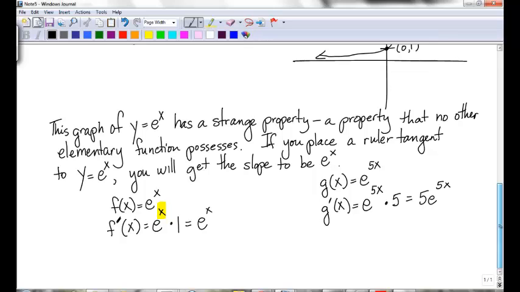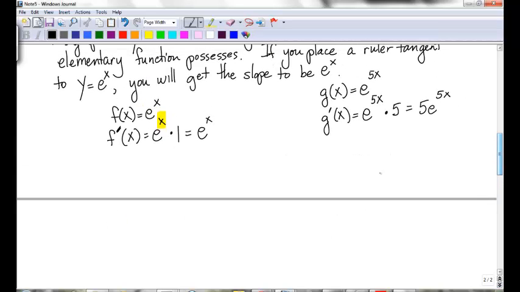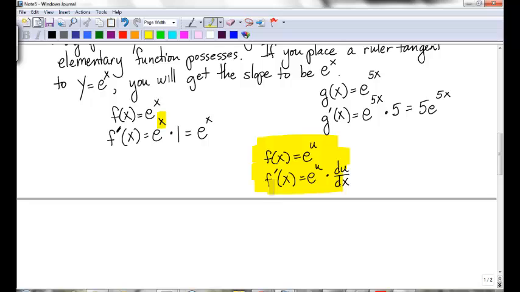Okay? In terms of general rule, they're going to write it like this. If I said f of x equals e to the u power, then f prime of x equals e to the u, and then times the derivative of u with respect to x. Okay? That you'll need to add to your card. Except I'm not going to stop now and do it. We'll come back later and do that.